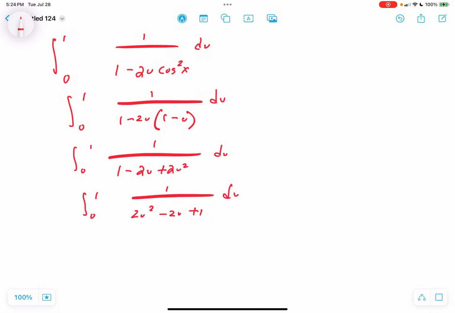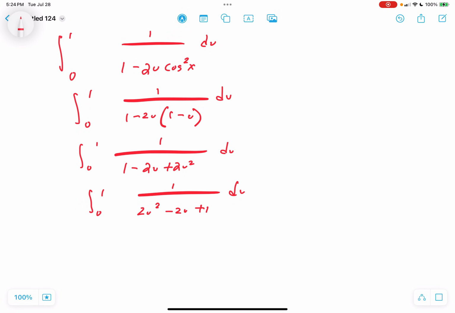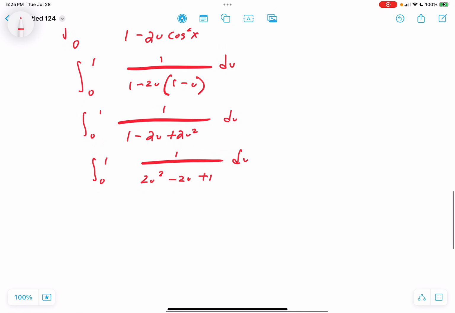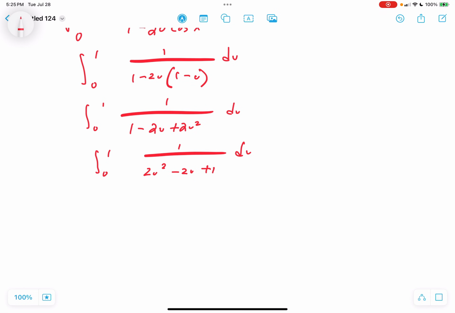And now notice, I'm going to try and complete the square, and maybe I can get this into arctan form. Let's try that out, because there's no easy way I can factor this. So let's try using completing the square. So first thing that I can do is I can factor out a 2. So I get the integral from 0 to 1 of 1 over 2 times u squared minus u plus 1/2 du.